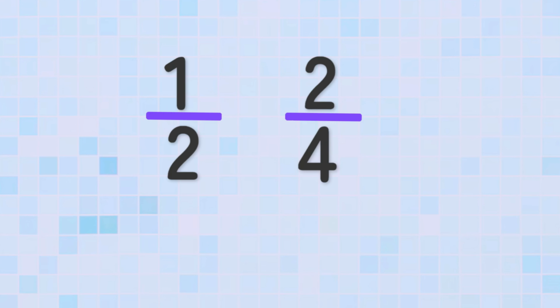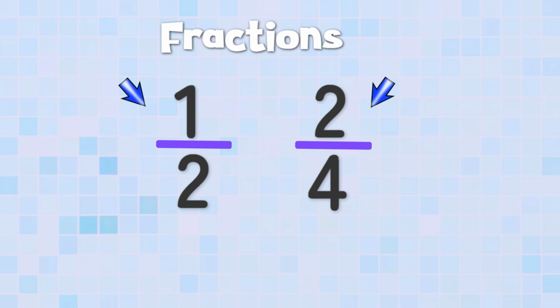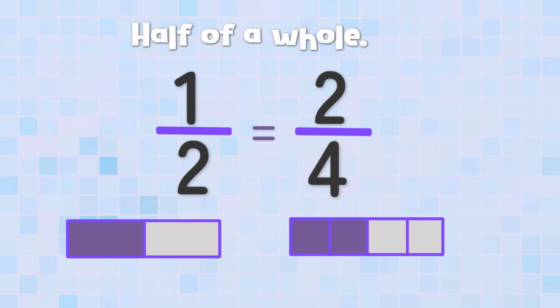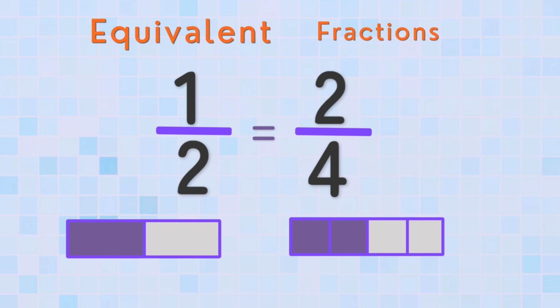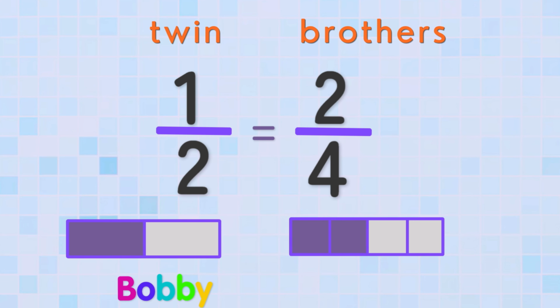Hey, Mike here. Have you ever wondered how two fractions can look completely different, but they actually weigh the exact same amount? In math, we call these equivalent fractions, but I like to think of them as twin brothers, Bobby and Robert to be exact.